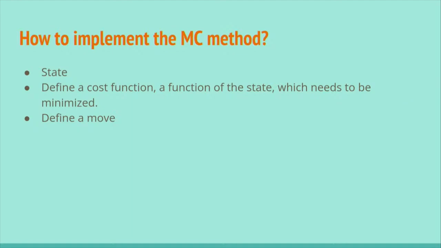To implement the Monte Carlo method, we essentially need three things. We need a state, and Vijay already told you what a state is. A state is one of the many configurations of this ball. Pointing this way, that's a state. Pointing this way, that's also a state. So there are an infinite number of states of bala, but in combinatorial problems, typically there are not an infinite number of states. There are a countable number of states.